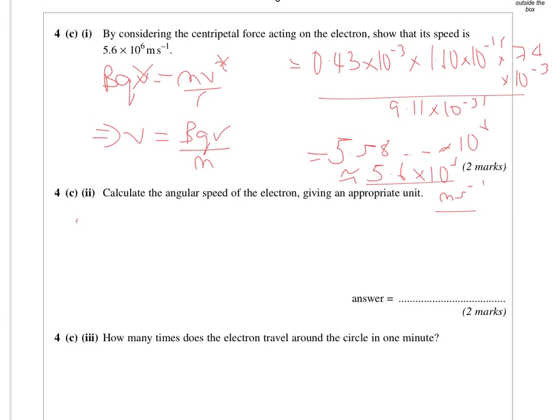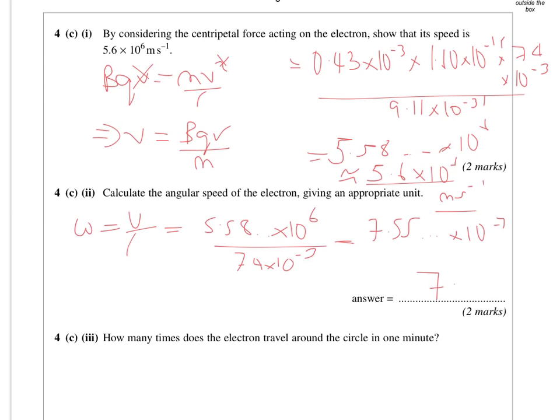Calculate the angular speed. So angular speed is the velocity divided by the radius. So that's 5.58 times 10 to the 6 divided by the radius, which was 74 times 10 to the minus 3, giving us a value of 7.55 times 10 to the 7. So that's going to be 7.6 times 10 to the 7 radians per second.